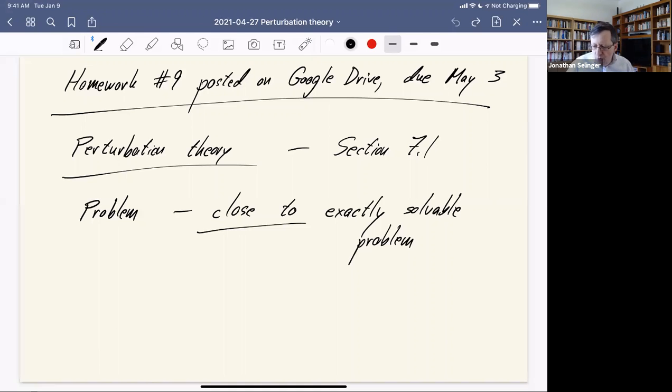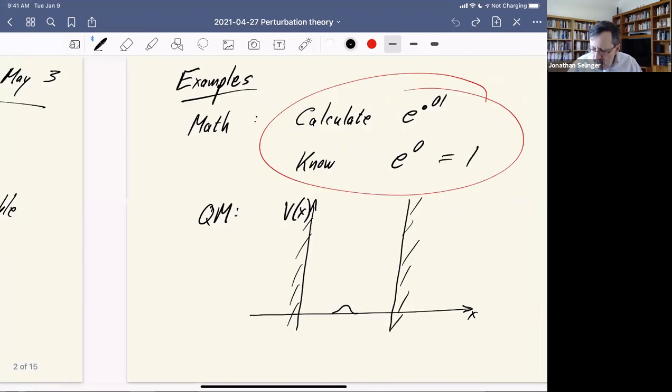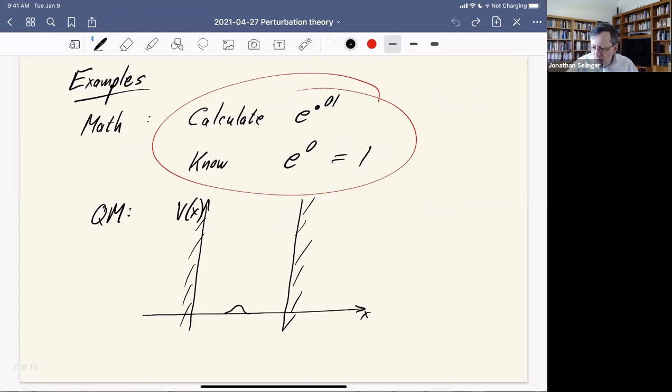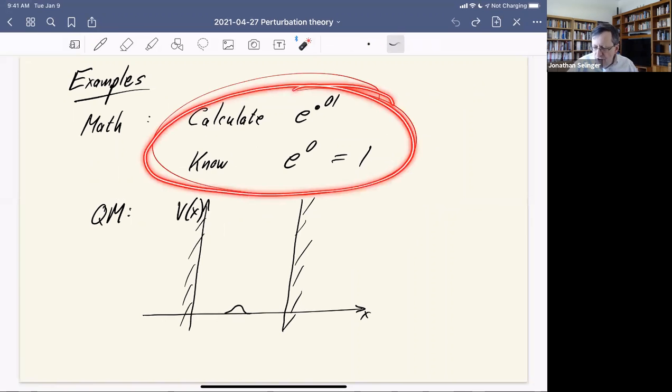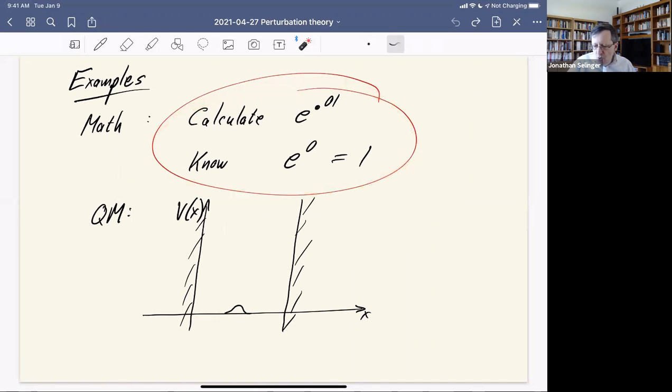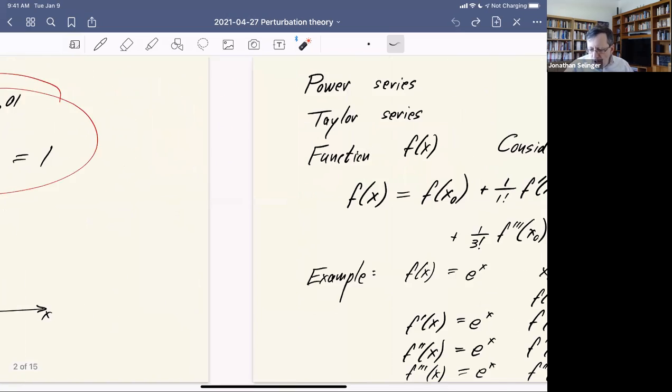The idea is, there are math problems like calculating e to the small number, or physics problems like finding the energy eigenvalues and eigenstates for this particle in a box with a little bump down here. Those are the things we're going to work on.